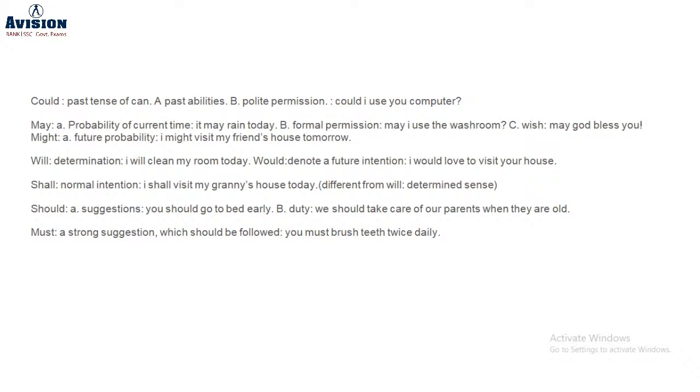I will tell you regarding shall and will, what you should follow without getting confused, because in the examination they might ask you. So there is a sense of belief, a conviction. I will clean my room today. But would denotes your intention, right? Would denotes your future intention.